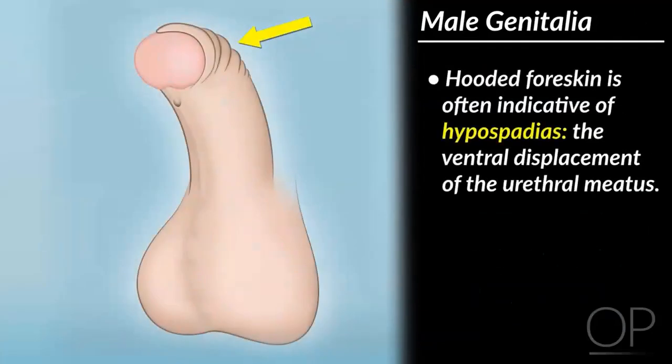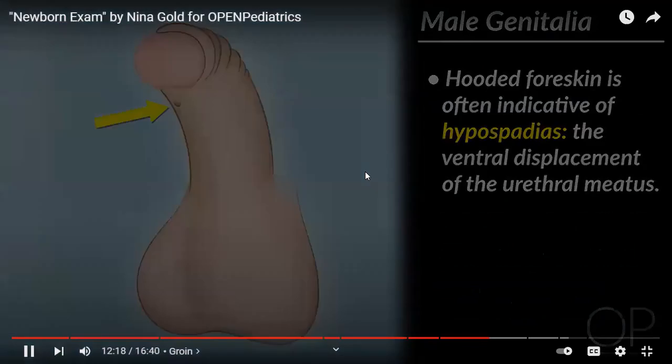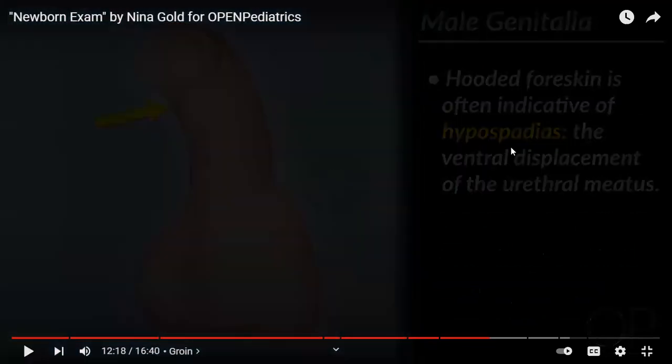Hooded foreskin is often indicative of hypospadias, or the ventral displacement of the urethral meatus. So one is hypospadias, and the other is epispadias. Hypospadias means the ventral displacement of the urethral meatus. The urethral meatus is supposed to be at the tip of the glans penis, but if it is on the ventral surface, we call it hypospadias. If it is on the dorsal surface, we call it epispadias.